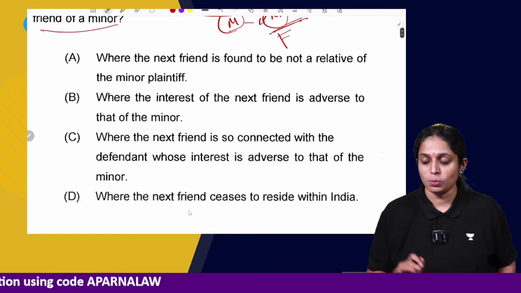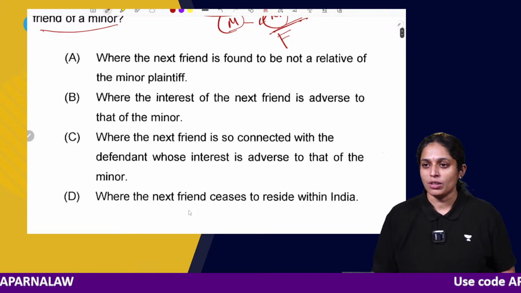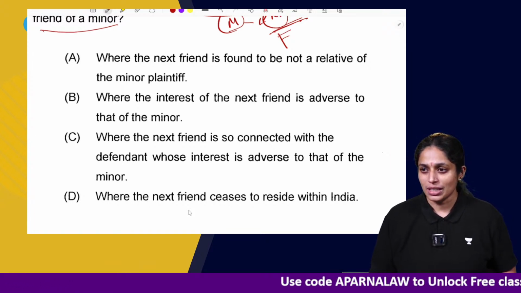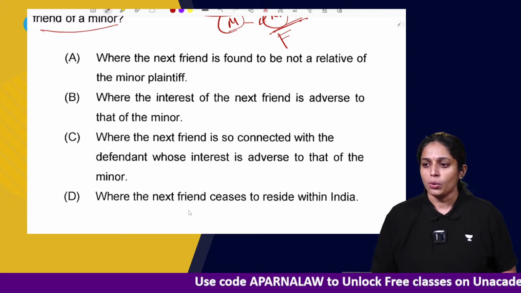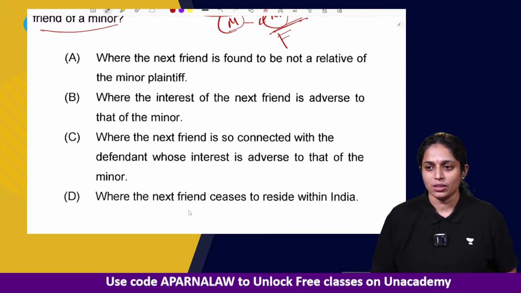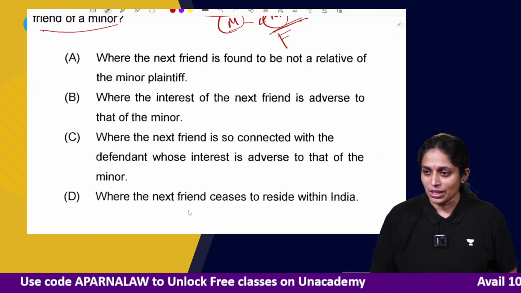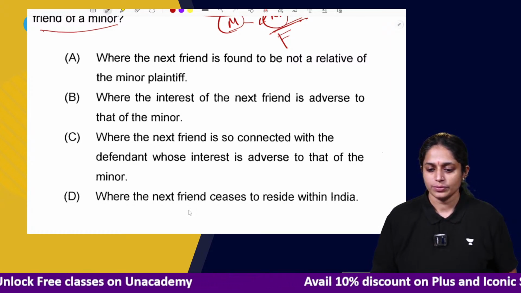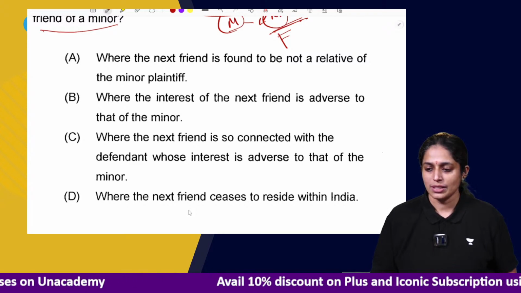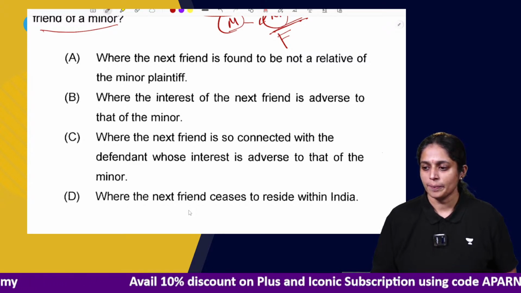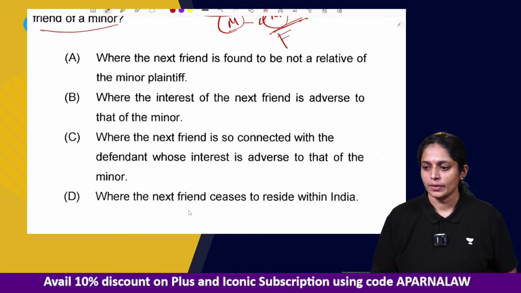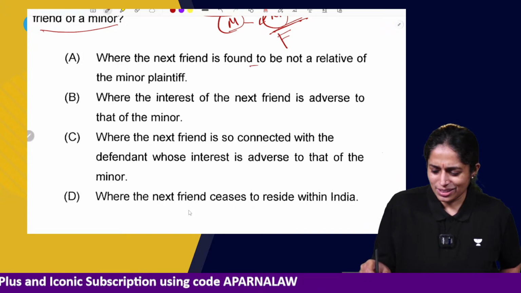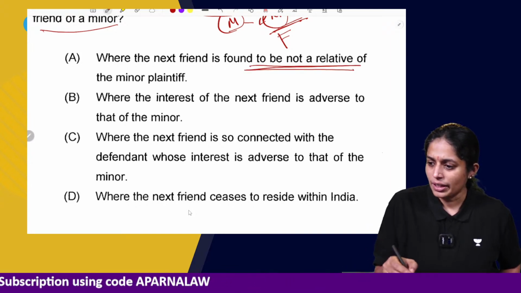A, where the next friend is found to be not a relative of the minor plaintiff. B, where the interest of the next friend is adverse to that of the minor. C, where the next friend is so connected with the defendant whose interest is adverse to that of the minor. And D, where the next friend ceases to reside within India. What's the answer here? So this is not a relevant condition. A.